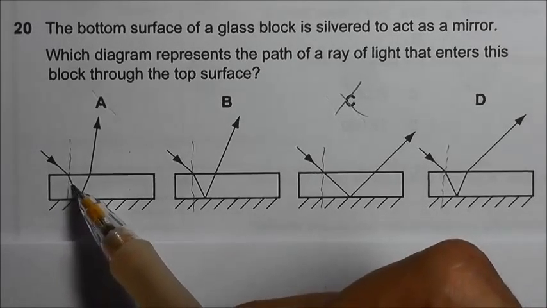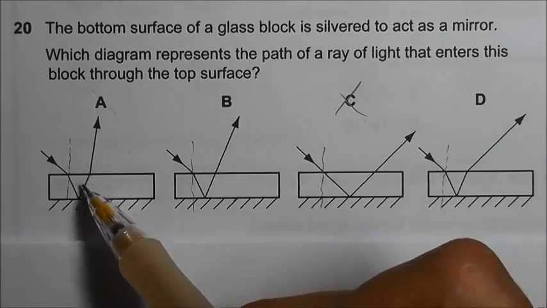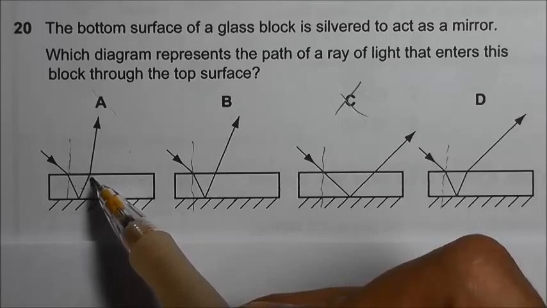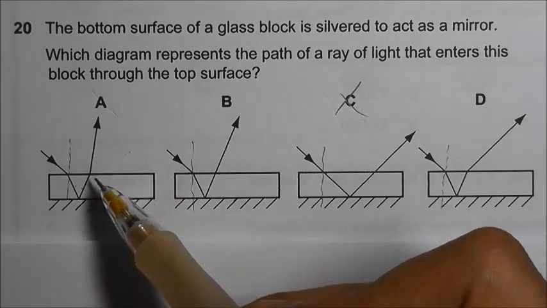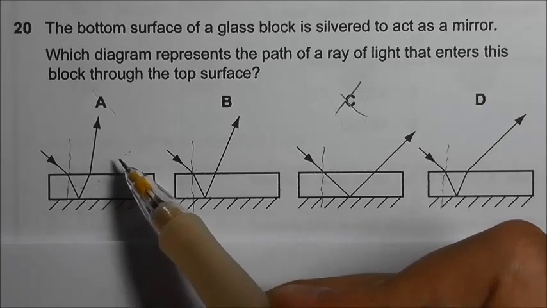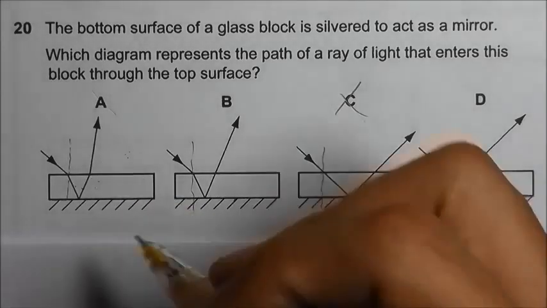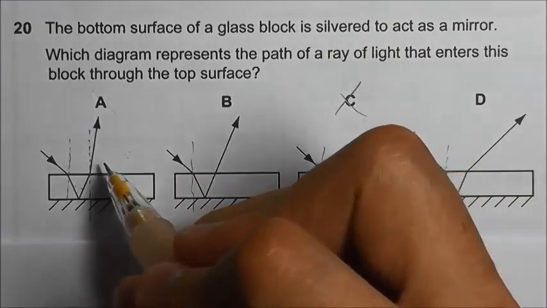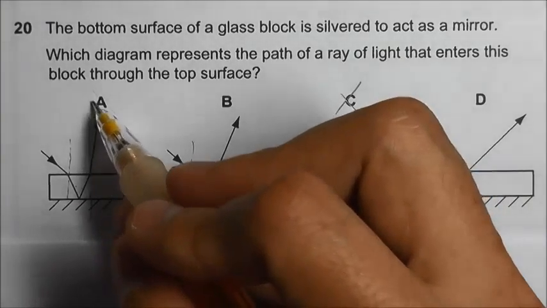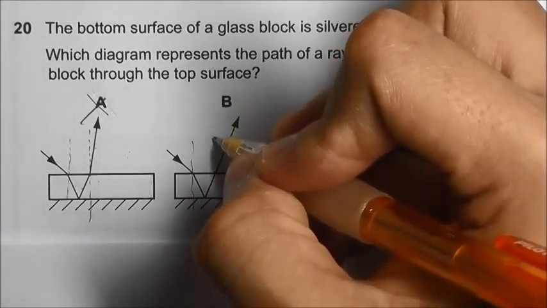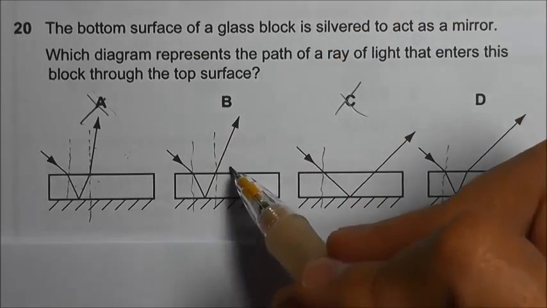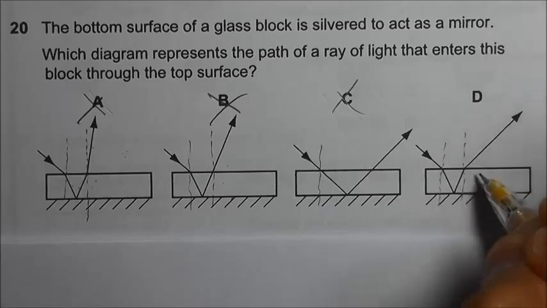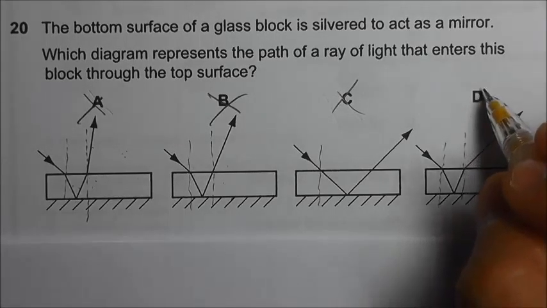Then after that, the light ray is being reflected by the mirror such that the angle of incidence is equal to the angle of reflection, and now the light ray is exiting from the glass to the air. So it's moving from an optically denser to a less dense medium. It is supposed to bend away from the normal. So now let's draw the normal. A, the light ray bends towards the normal, so it's wrong. For B, it does not bend at all, so it's wrong as well. Option D, we can see that the light ray bends away from the normal, so this is the correct answer, D.